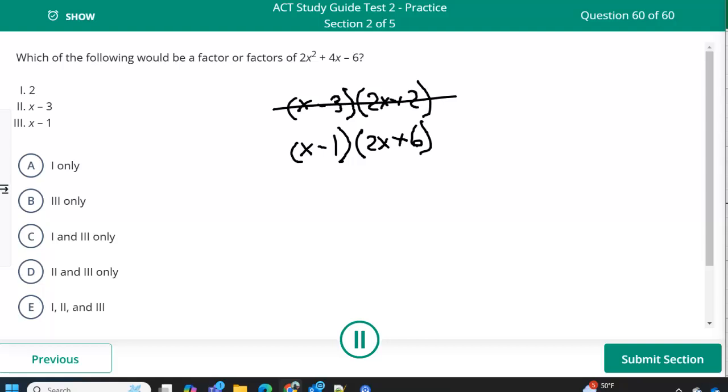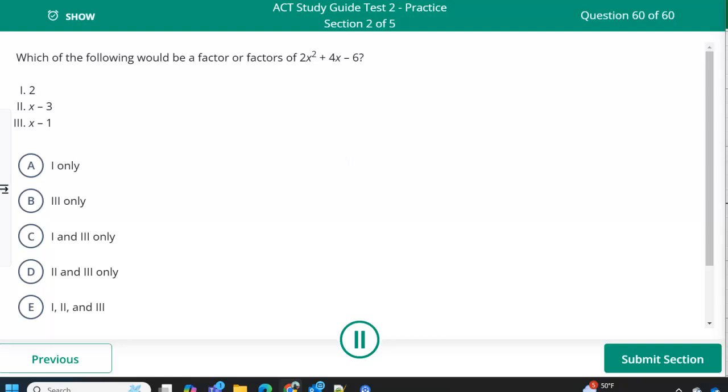What if we use x minus 1? Again, we've got to have the 2x over here to get the 2x squared term. We need to have a plus 6 here to get the minus 6 term. And how does that work out for us on the x? We have 6x minus 2x equals plus 4x. So that works out. So x minus 1 works, 2 works, and that is 1 and 3.